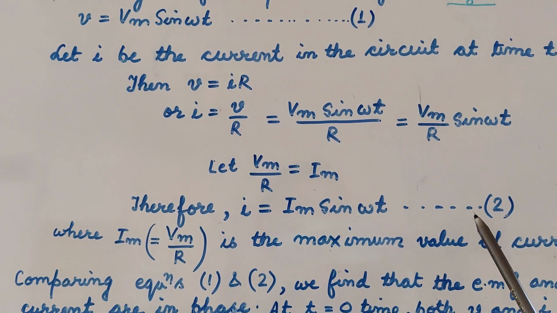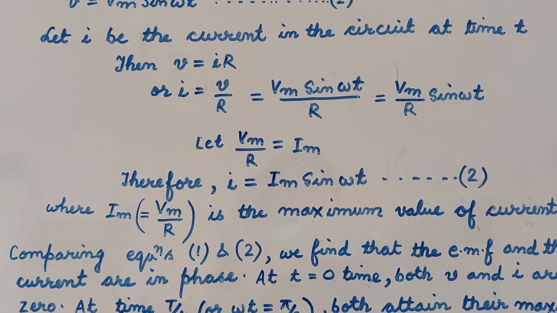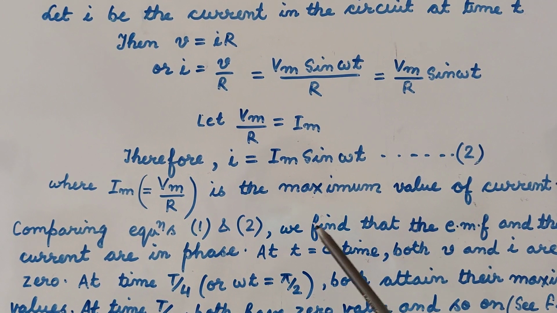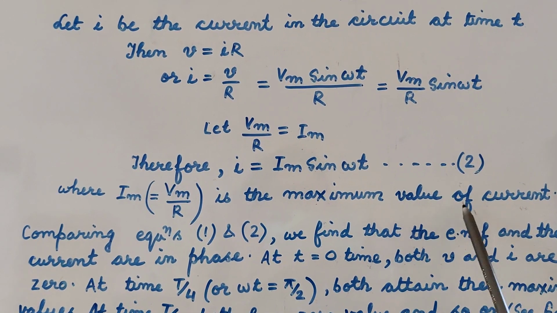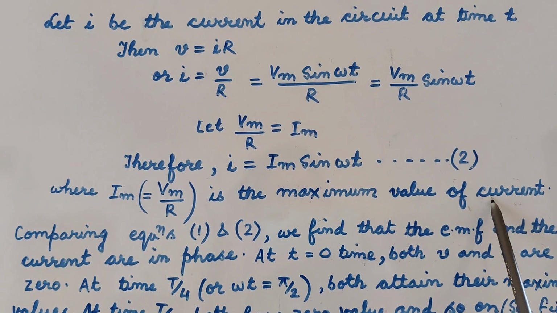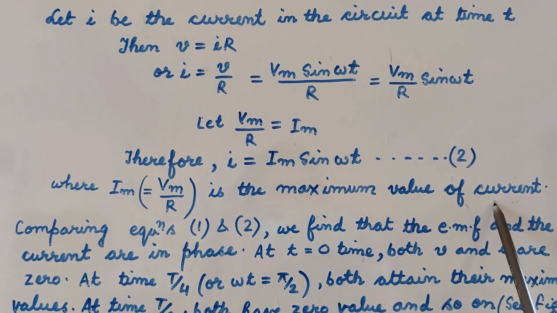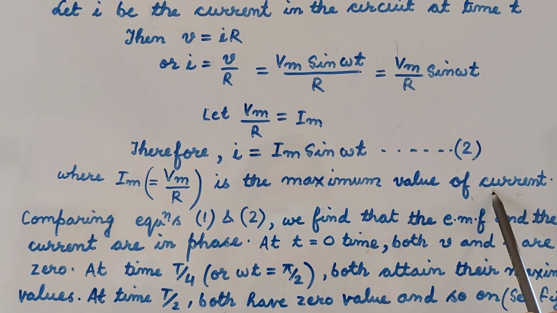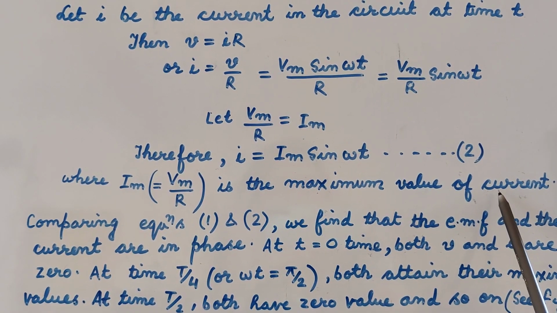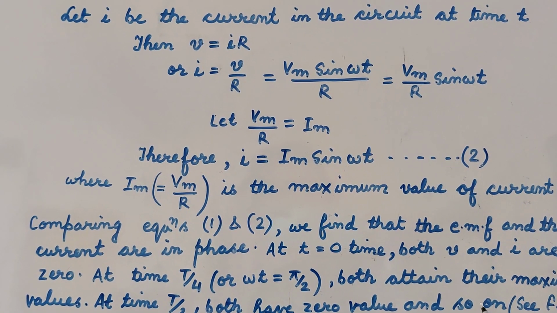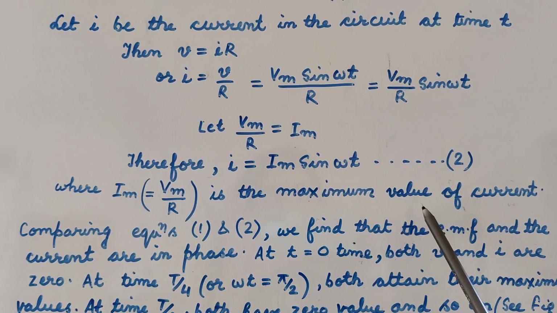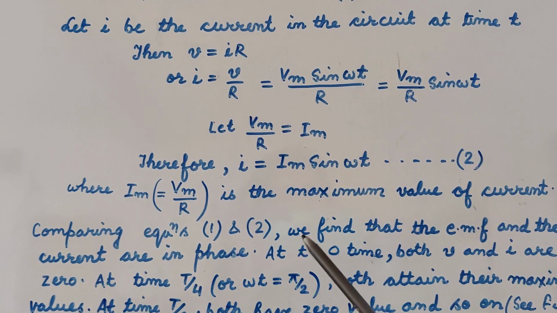In this equation number 2, what is Im? Im is Vm by R, and actually Im is the maximum value of the current, or it is also known as the current amplitude, that is, the amplitude of the alternating current. So we can say that Im is the maximum value of the current, or we can also call it the current amplitude.